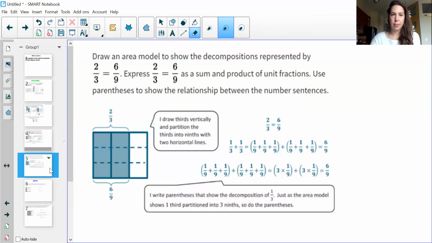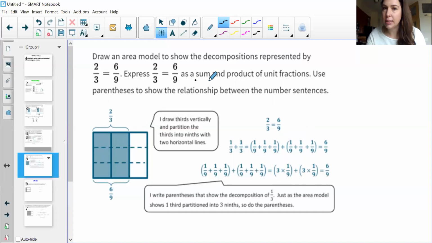Okay, let's look at the last one. So it says, draw an area model to show the decomposition represented by 2/3 equals 6/9. Express 2/3 equals 6/9 as the sum and product. So that's an addition sentence, multiplication sentence of unit fractions. And then use the parentheses to show the groupings. Or when they say the relationship between the number sentences, they're just showing how many ninths there are in each 1/3.